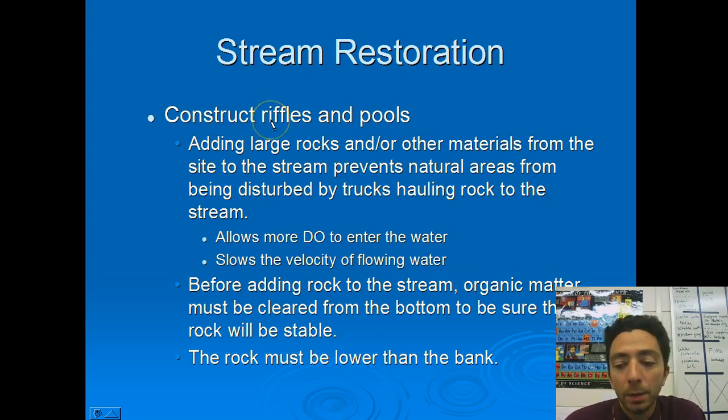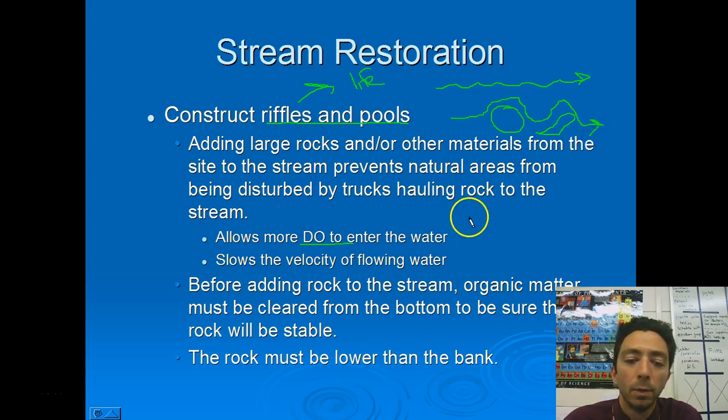Another way you can increase the health is create riffles and pools. And so the riffles are going to help because they add more dissolved oxygen to the water, which means more life and more decomposition can happen, which is always a good thing. You're getting more nutrient cycling happening that way. It also is going to slow down the stream. That water that previously could run straight through the stream, if we construct a big rock or a log on the way, that water now has to go up and over, and so it's decreasing the speed of the water.